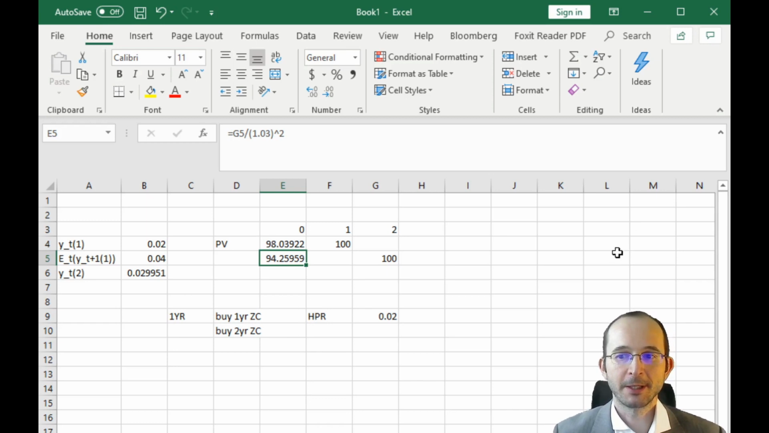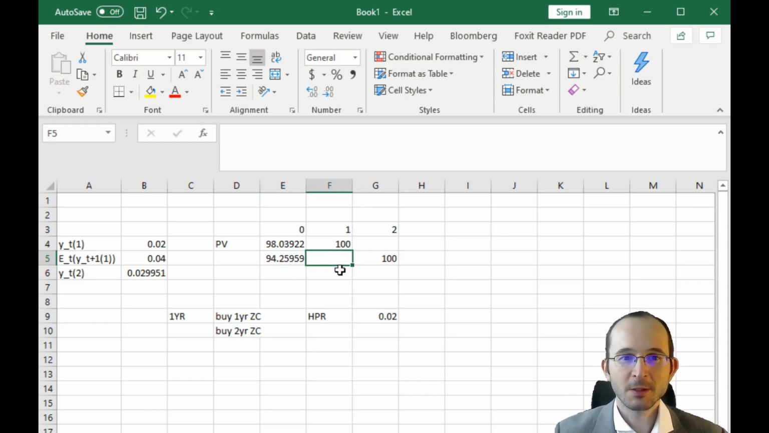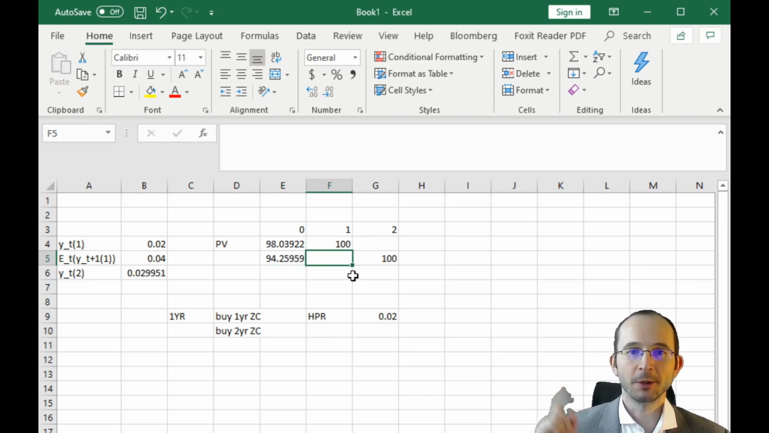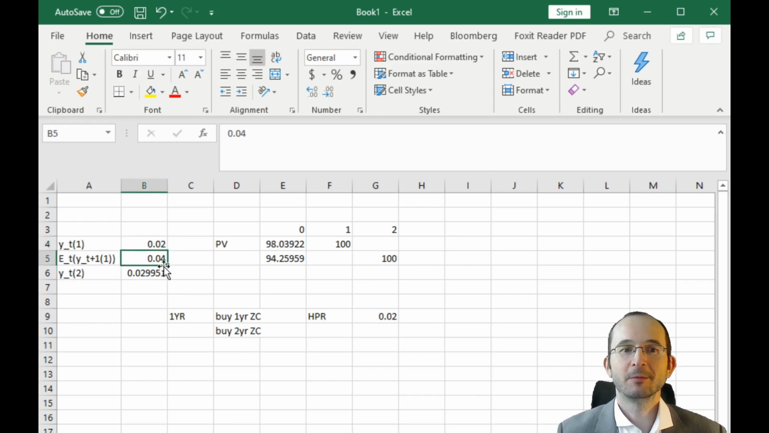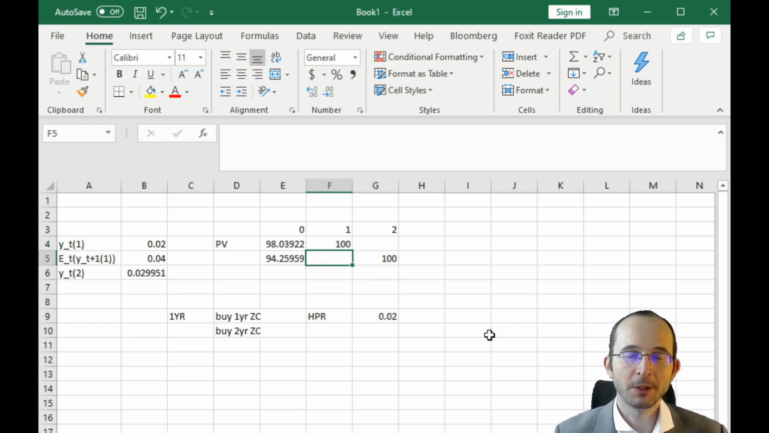Now, in a year's time, what is this bond going to be worth? Well, let's think about it this way. At the end of year 1, this 2-year bond now has 1 year to maturity. It's going to pay off 100 at the end of year 2, and what is the expected discount rate that will prevail at that time? Well, it's this one, right? 4%. So what is the present value of the 2-year bond at the end of year 1?